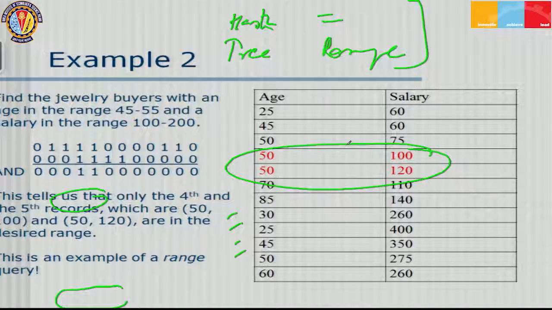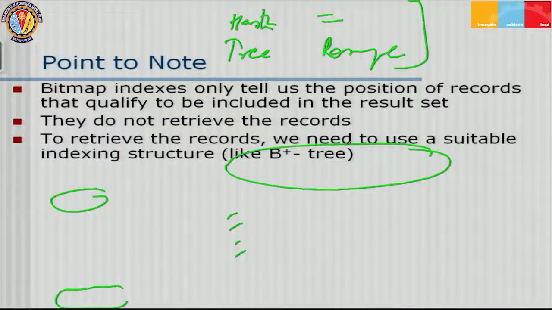So no other customer would satisfy this condition. So this is an example of a range query. Bitmap indexes work equally well for both equality and range queries. And the point to note here is that a bitmap index tells us only about the position of records that qualify to be included in the result set. So it will only tell me the position, that the first record is satisfying the condition, the 10th record is satisfying the condition, and so on. But it does not retrieve the records for me.